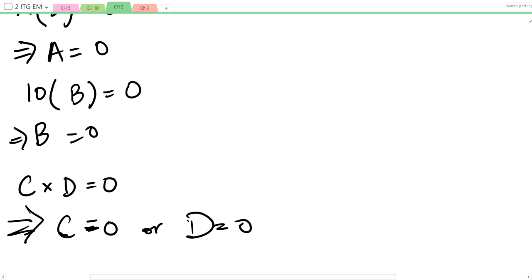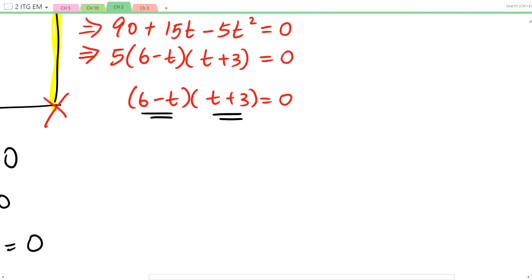Okay, so we're going to use this idea over here. Now 6 minus t times t plus 3 equals 0. What can you conclude then? One of them must be 0, right? So this is what we write. 6 minus t equals 0.